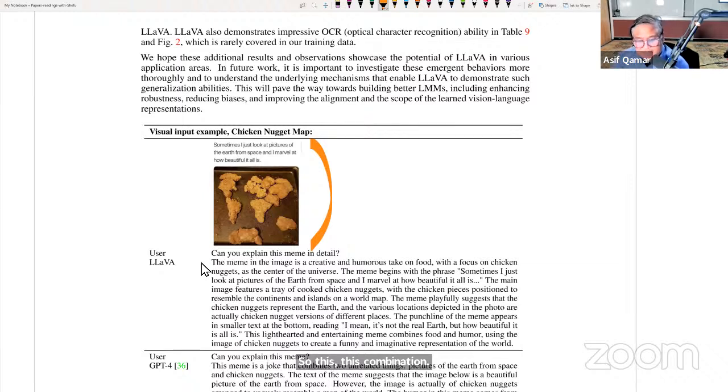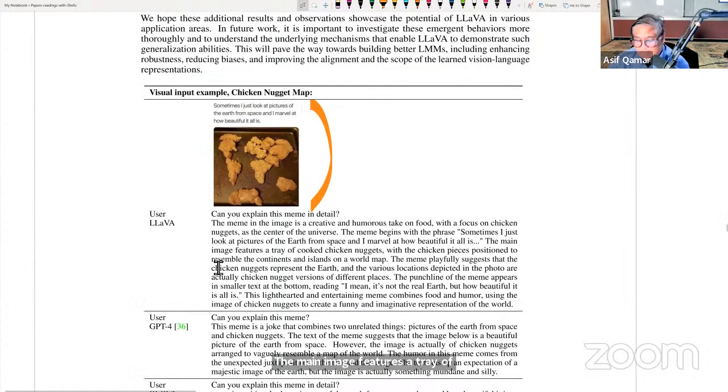Right. So this meme being this combination. And so it says the image is a creative and humorous take on food with a focus on chicken nuggets as the center of the universe. The meme begins with the phrase, sometimes I just look at the picture of the earth from space and I marvel at how beautiful it is. The main image features a tray of cooked chicken nuggets with the chicken pieces positioned to resemble the continents and islands on a world map. The meme playfully suggests that the chicken nuggets represent the earth and the various locations depicted in the photo are actually chicken nuggets versions of different places.